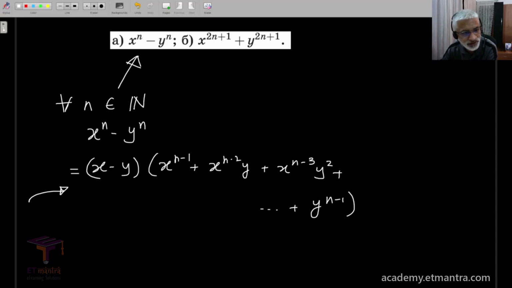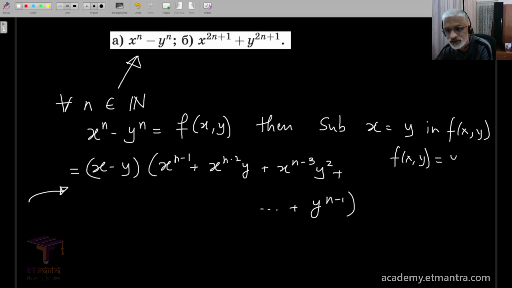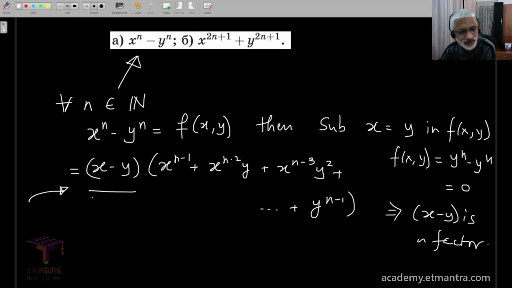How does one convince oneself that this is indeed the factorization? Well, here's a simple logic. If you consider this as an expression of function of x and y, then substitute x is equal to y in f of xy, and we immediately see that f of xy, if x equals y, is y raised to n minus y raised to n equal to 0. And then by the famous remainder theorem, this would imply that x minus y is a factor. So there is little doubt about where the first factor is coming from. What about the second factor?